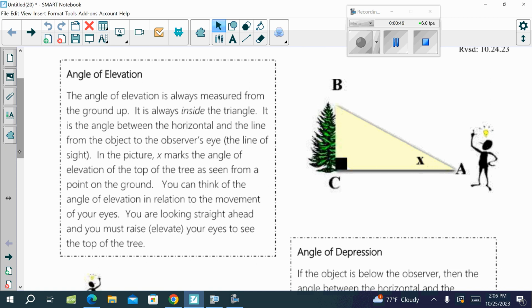You can think of an angle of elevation in relation to the movement of your eyes. So whenever you just look forward, that's your horizontal eyesight. Okay? Angle of elevation would be like if it wants you to ask about looking up at a balloon or looking up at the sun or looking up at a plane. Okay? Anything you have to look up at is your angle of elevation. Okay? Yep, that's all that I just explained. Any questions there?